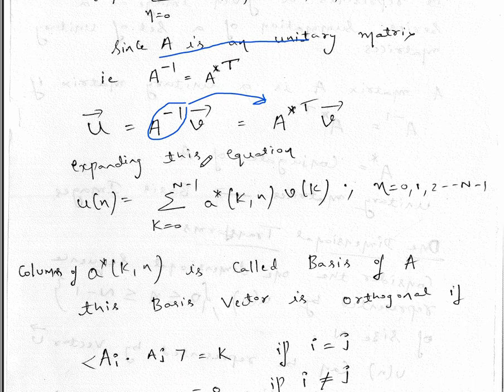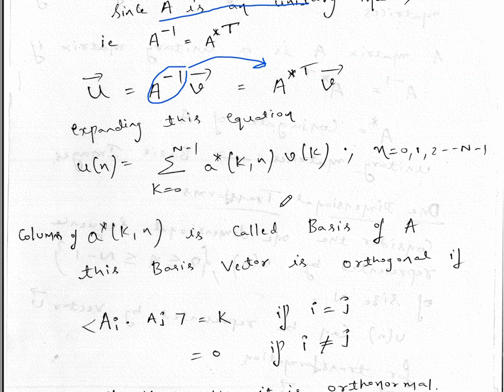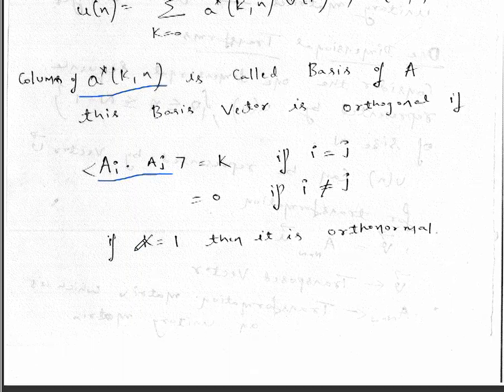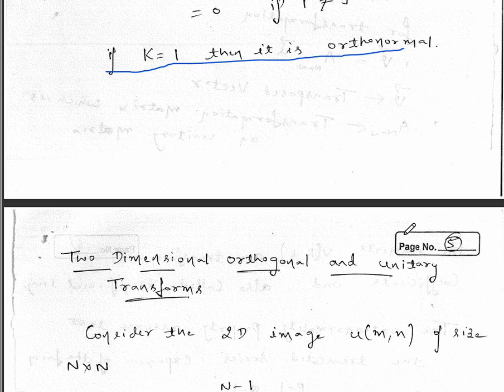After expanding the equation, it will be in the form u of n is equal to the summation k equal to 0 to N minus 1 of A star of k comma n multiplied by v of k. Here the value of n varies from 0 to N minus 1. A star of k comma n is called the basis of A, and this basis vector is orthogonal if and only if a_i dot a_j is equal to k if i equals j, and it is 0 if i is not equal to j. If k is equal to 1, then it is orthonormal in nature.